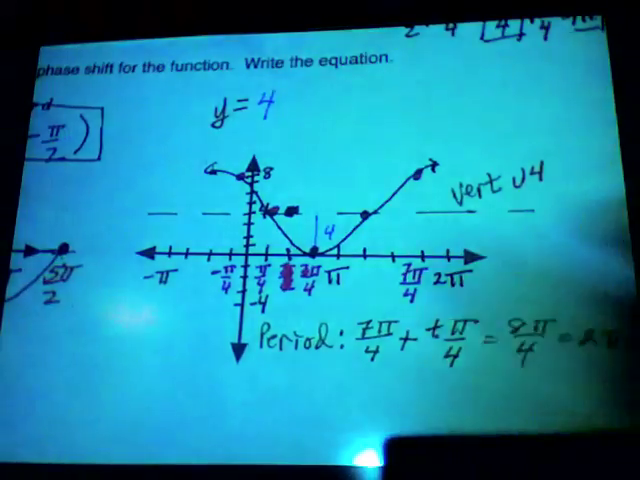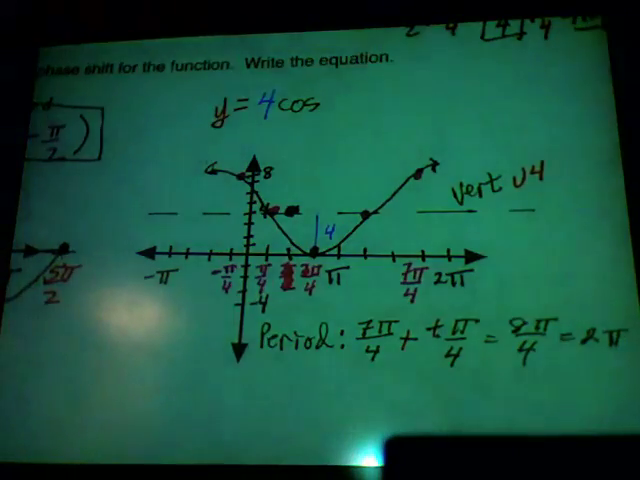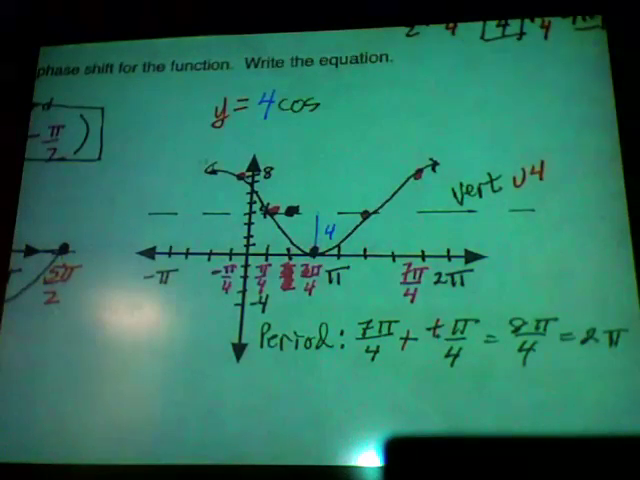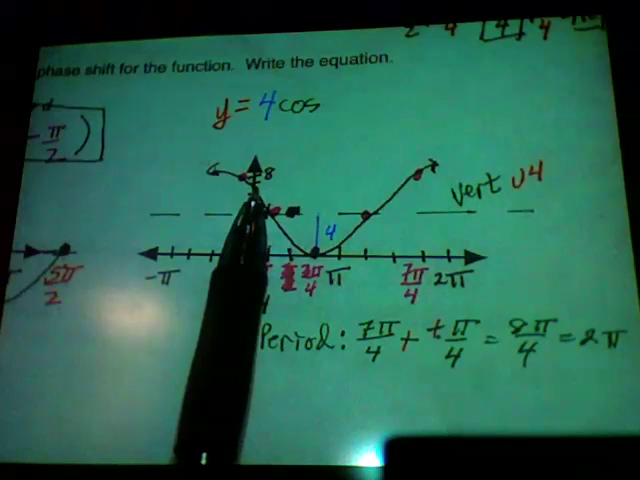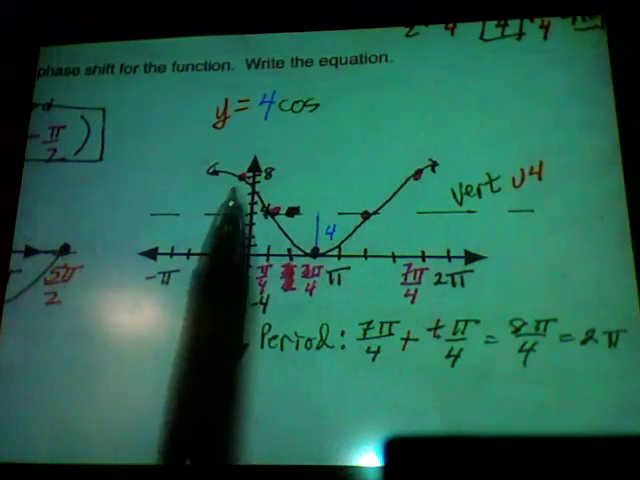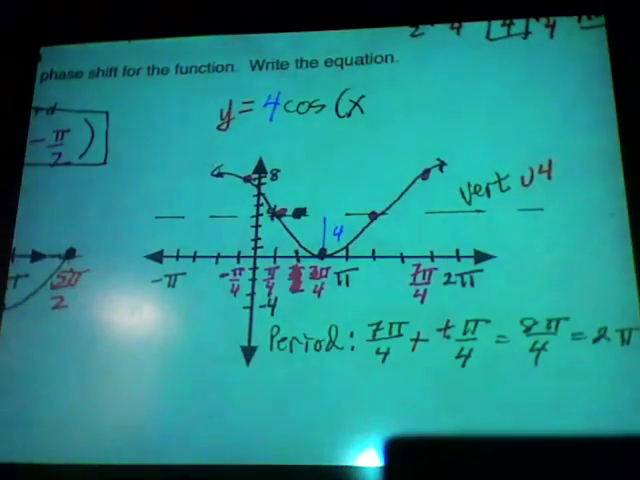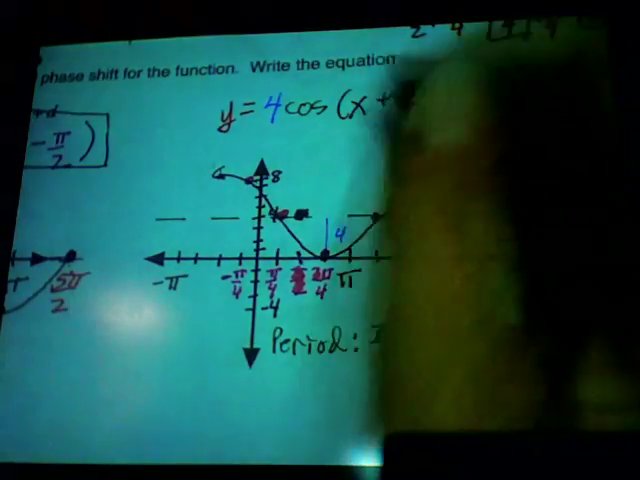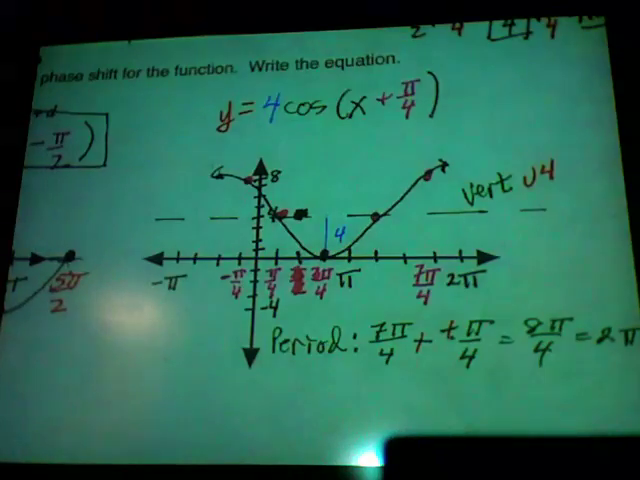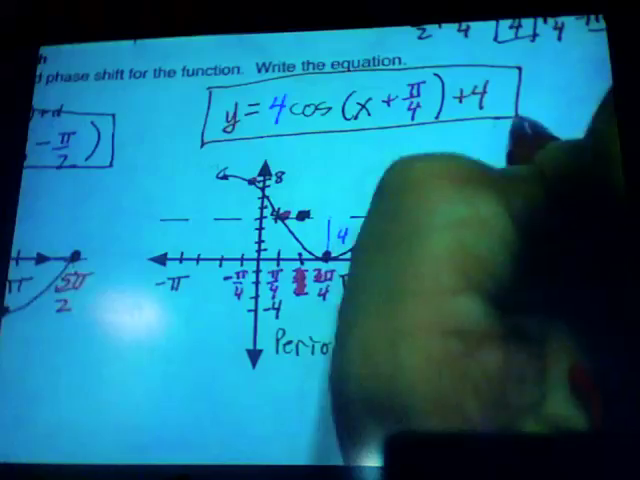You said that it was cosine. And then do I have a horizontal shift? Yes, I do, because normally cosine would start here. How far off is it? 1/4 pi to the left. So a left change is what? Plus pi over 4. See, it's not so bad the second time around, but don't forget your vertical shift of plus 4. Done.